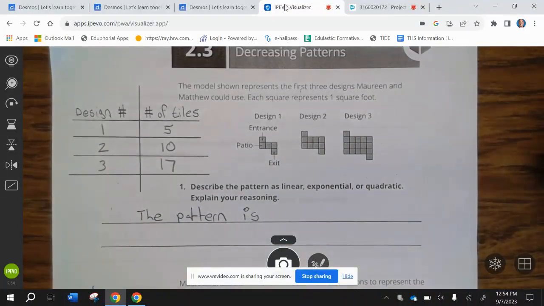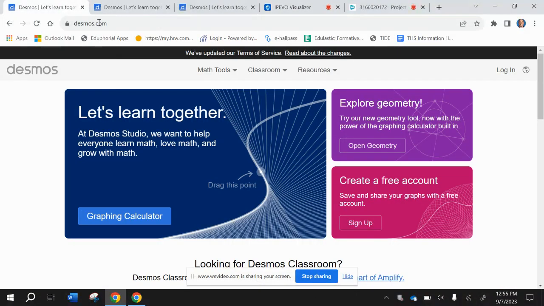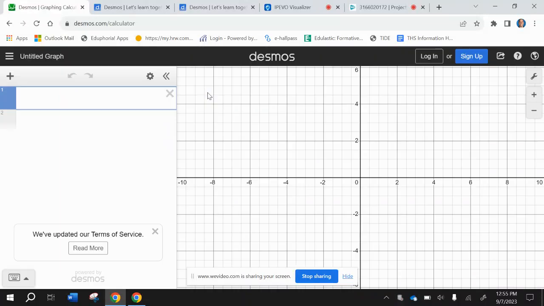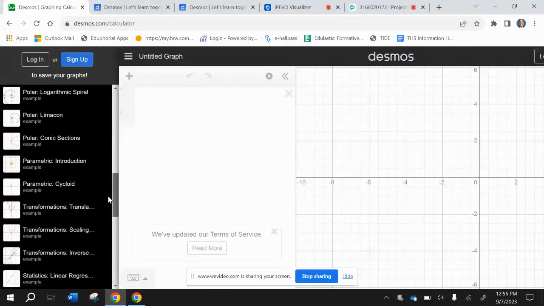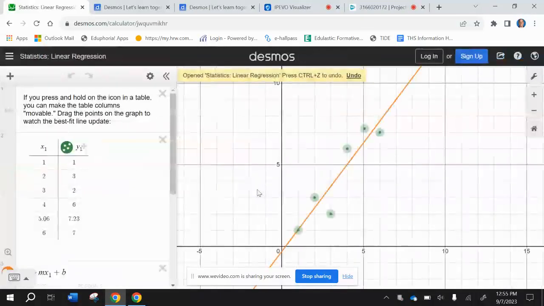Describe the patterns: linear, exponential, or quadratic. Explain your reasoning. So I have 3 Desmos tabs open. We're going to do linear, exponential, and quadratic. Okay, so we're going to go to graphing calculator. Statistics, linear regression, open graph.